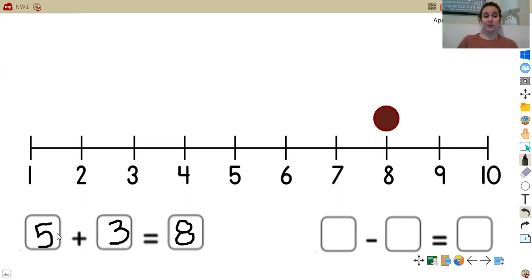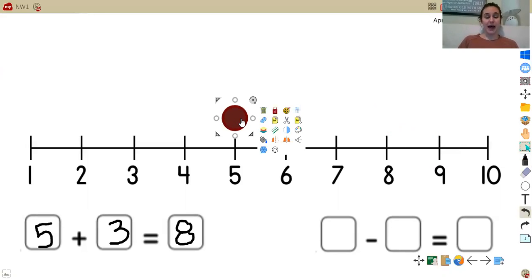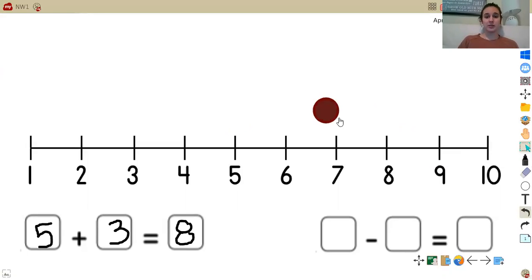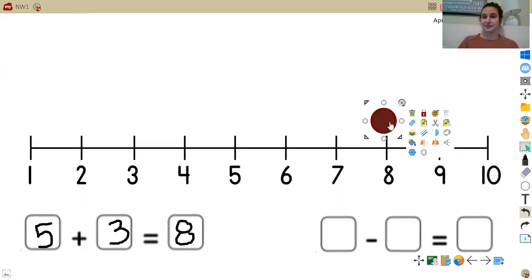So let's show 5 plus 3 equals 8 again. I'll move my ball back. So 5 plus 3, 1, 2, 3 equals 8. Now let's go ahead. We figured out how to use the number line for addition. Let's do it for subtraction. So using the same numbers, my ball is now on 8. And I want to take away 3.